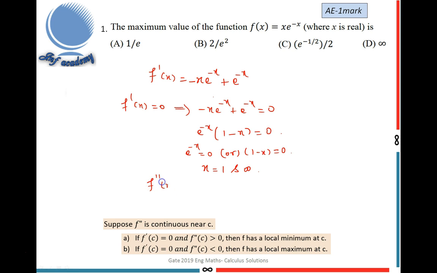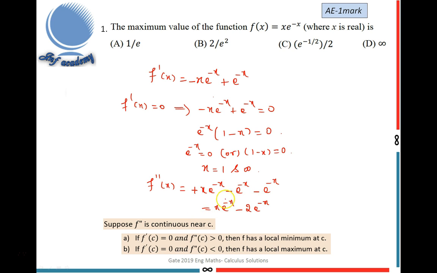So I find f double dash of x, using the uv formula: minus x e power minus x, differentiation is minus of e power minus x. So here I got plus x e power minus x. Next, minus e power minus x into 1. Next, e power minus x differentiation is minus e power minus x. So the final answer is x e power minus x minus 2 e power minus x. This is f double dash of x.